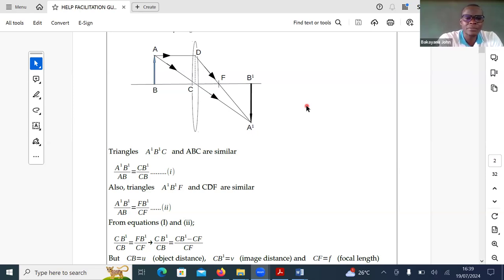CB prime out of CB, where CB prime is from the center to B prime, and CB is from the center to B. So here we are relating the image height divided by the object height, and that ratio should be the same as the image distance out of object distance. Is that okay? So there are other triangles.